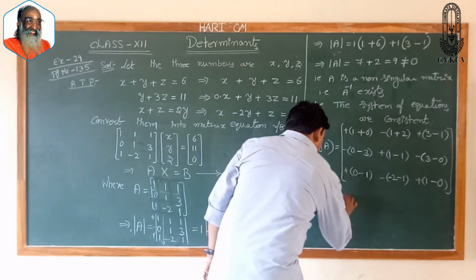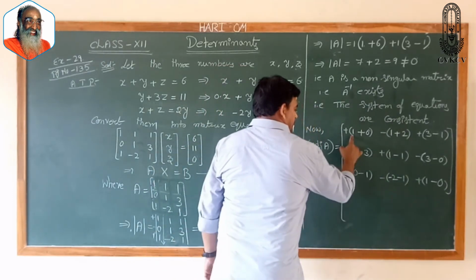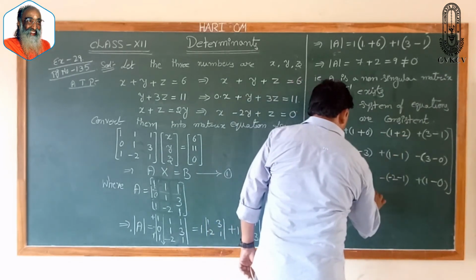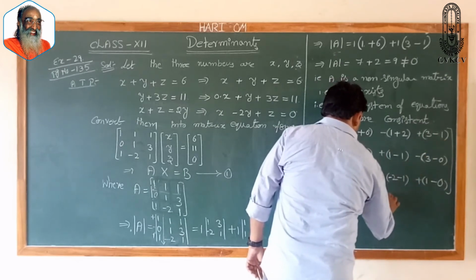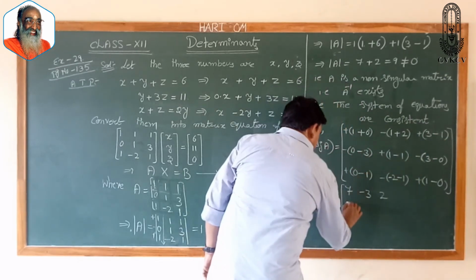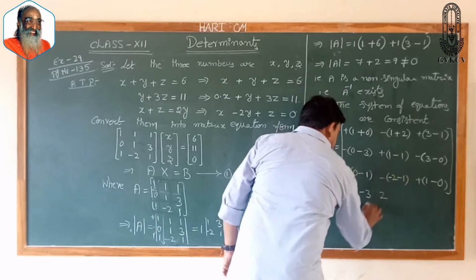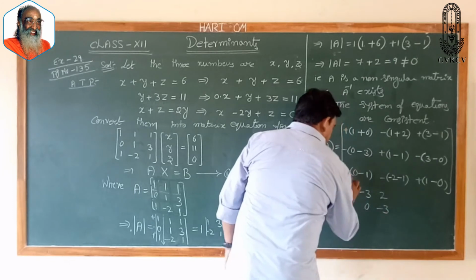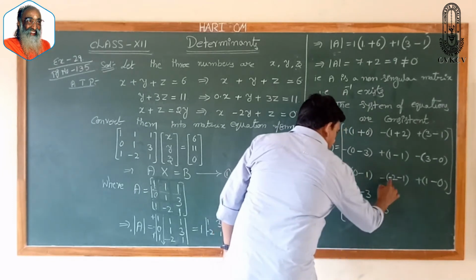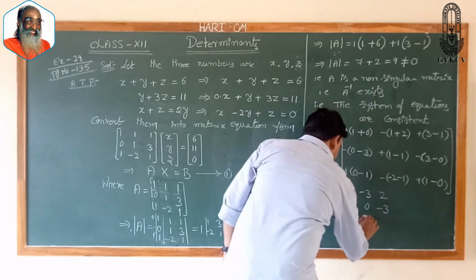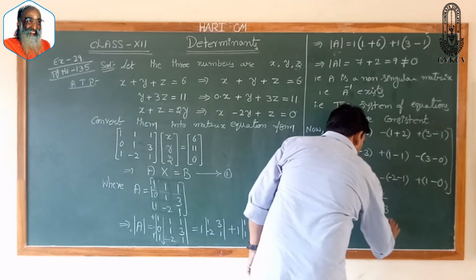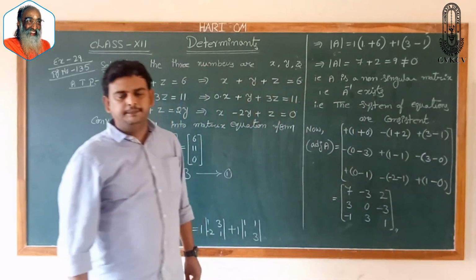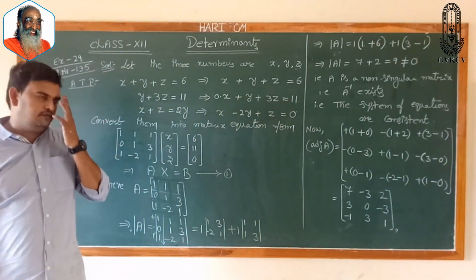Now that is equal to, let us simplify. 1 plus 6, 7. 2 plus 1, 3. Minus 3. 3 minus 1, 2. Minus of minus, plus 3. 1 minus 1, 0. Minus 3. Minus 1. Minus 2 minus 1, minus 3. Minus of minus, plus 3. And 1. This is the adjoint of A.